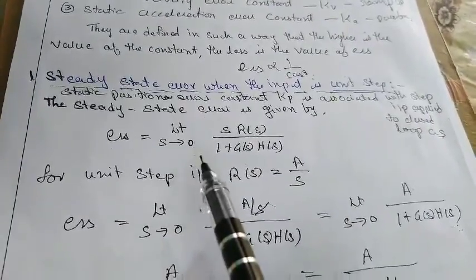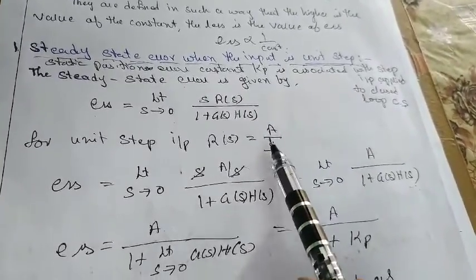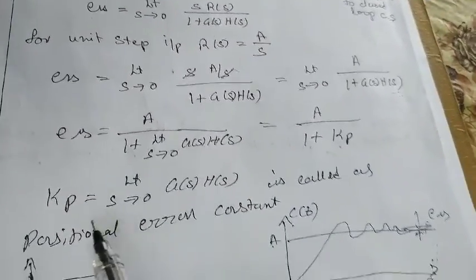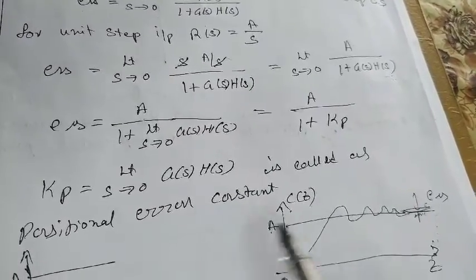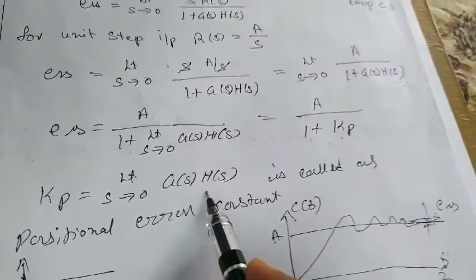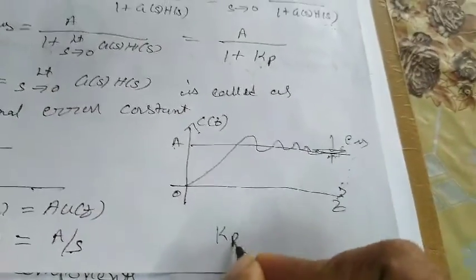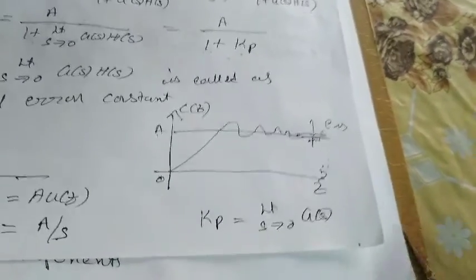In last class, we discussed the steady state error for a step input, and we defined ESS as limit s tends to 0 of s into R(s) divided by 1 plus G(s)H(s). We took R(s) as A by s for a step input, substituted that, and got the Kp value, that is limit s tends to 0 of G(s)H(s), which is called the positional error constant. If we take a unit step unity feedback system, H(s) is 1, and Kp is limit s tends to 0 of only G(s), since H(s) is 1.